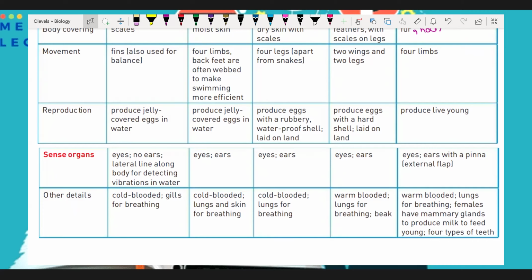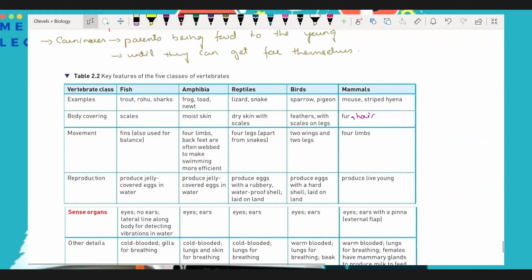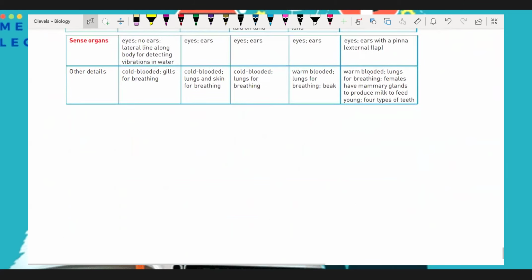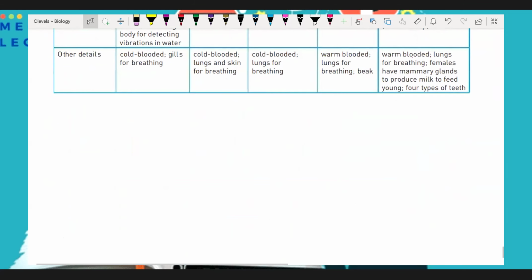Okay, so till here is it clear? Yes. That was all about Kingdom Animalia. We have discussed the vertebrates and the invertebrates as well.